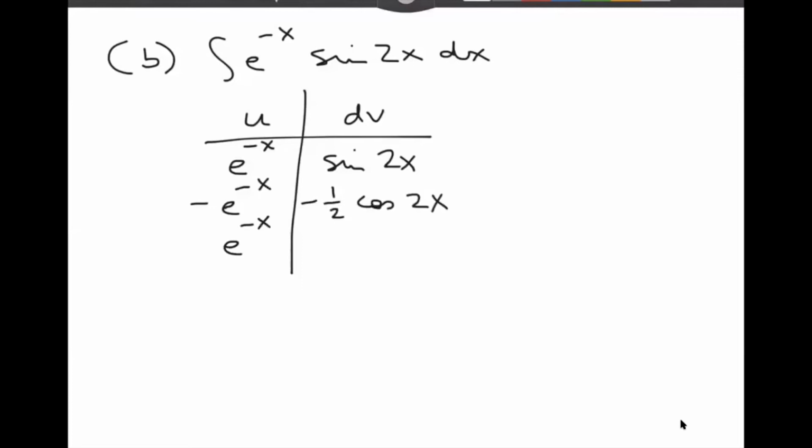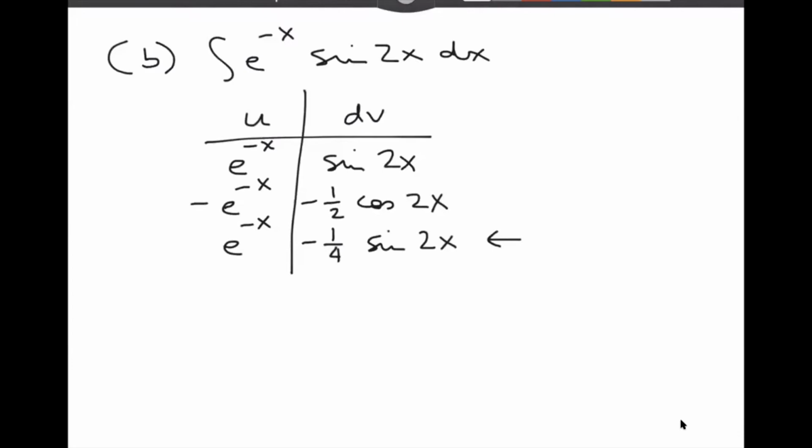And the integral of negative 1/2 cosine 2x is negative 1/2 times the integral of cosine 2x, which is negative 1/2 times 1/2 sine 2x. So that's going to be negative 1/4 sine 2x. And I'm going to stop right here because in this version of tabular integration, you stop when you notice that you have a row where the functions are exactly the same as the ones you started with, except maybe with a different coefficient in front.